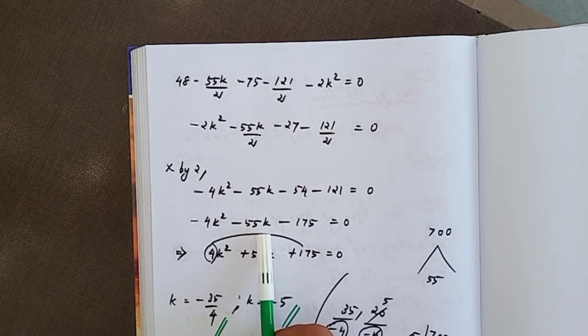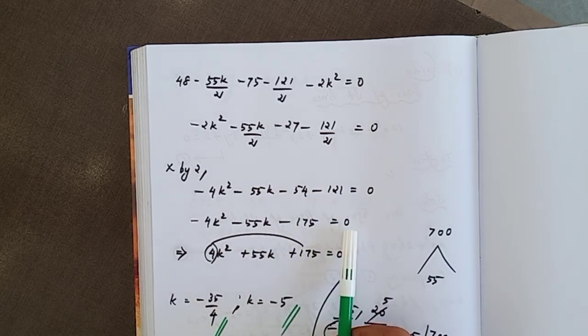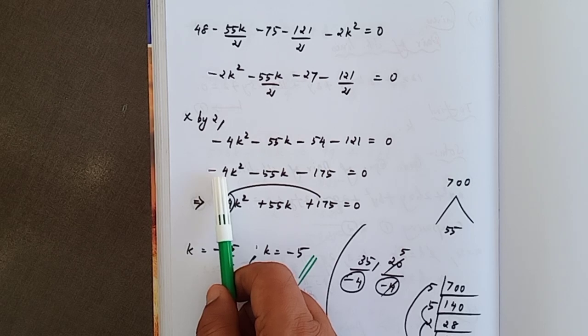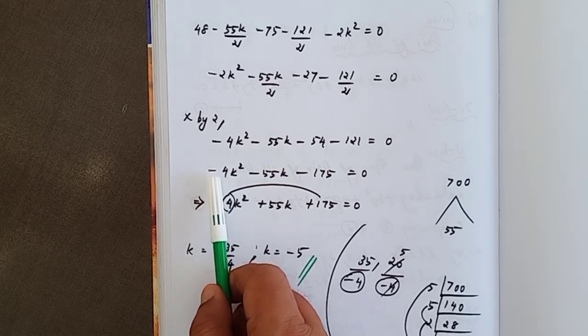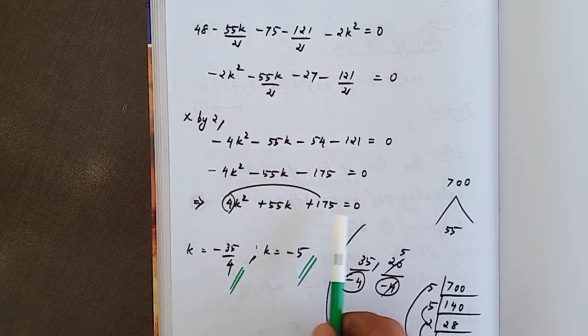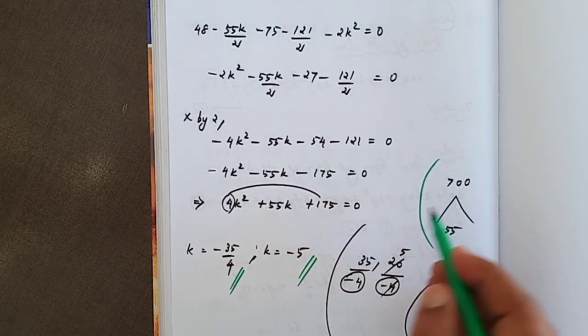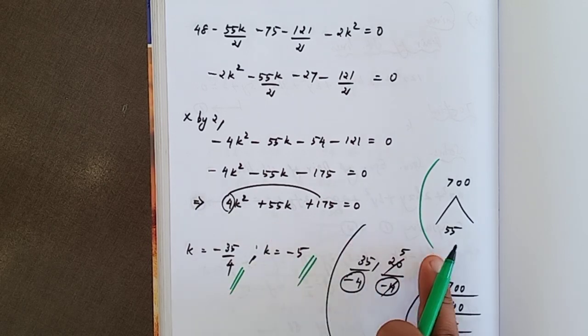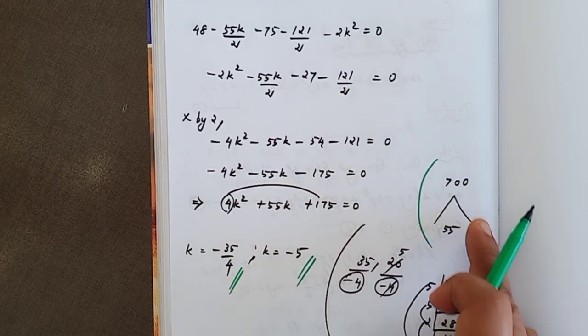Write these two terms as it is. If you add, you get minus 125 equal to 0. Then, since it is negative, multiply by minus, so it becomes plus 4k squared plus 55k plus 175, equal to 0. Then you have to factorize. 4 into 175 is 700, and the coefficient of k is 55. Product 700 and sum 55.